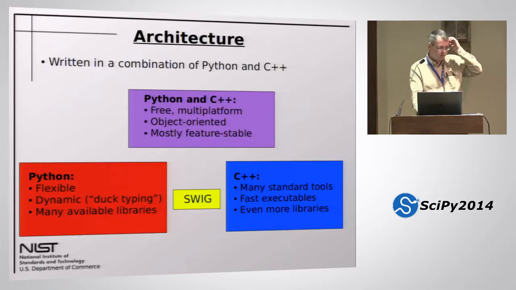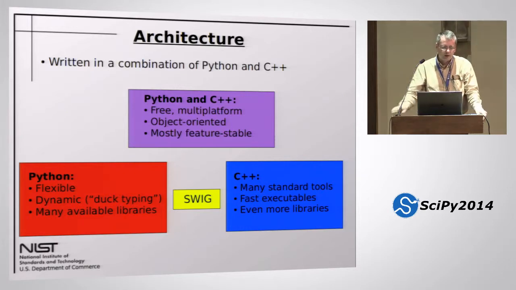So the architecture, which is relevant maybe to this audience, is written in a combination of Python and C++. We don't make a huge amount of use of what are now standard SciPy tools because they were not standard SciPy tools when we were making those choices. We use Python for the high level. It's very flexible, it's dynamic, it allows for rapid prototyping and rapid refactoring. We use C++ for a lot of the heavy lifting and computational work. There's tons of libraries, the executables are fast, and we use Swig to bridge the two.